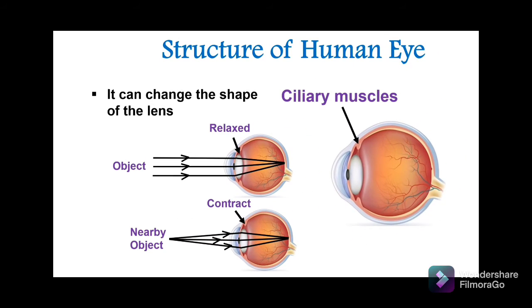Now our next part is the ciliary muscles. They hold the eye lens in position and help in changing and modifying the curvature of the eye lens, and hence the focal length of the eye lens. When the ciliary muscles are relaxed, the eye lens becomes thin, hence its focal length increases and the converging power decreases. When the ciliary muscles are tense, the eye lens becomes thick, hence its focal length decreases and the converging power increases.